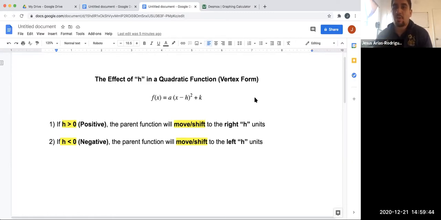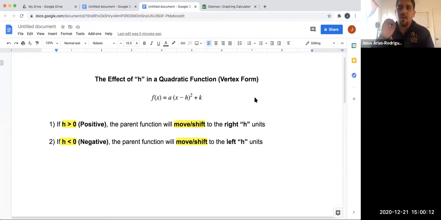In today's class, we're going to talk about the effect of the value of h in a quadratic function in vertex form. Just to recap, a quadratic function in vertex form is basically a quadratic function that has the following structure: f of x is equal to a times (x minus h) to the power of 2 plus k, where the values of a, h, and k can basically be integers, decimals, or fractions.